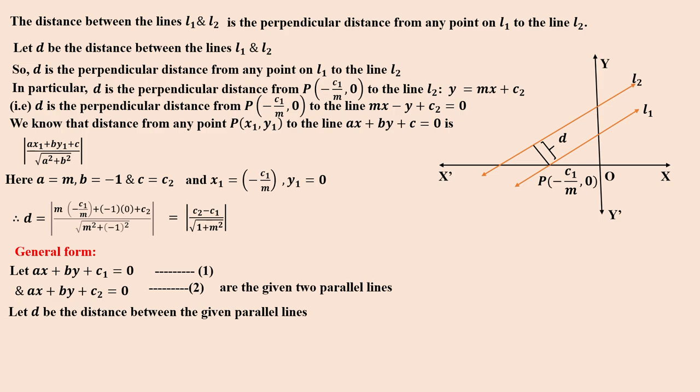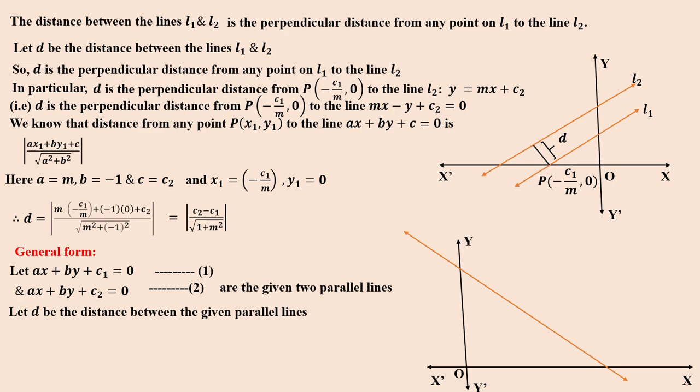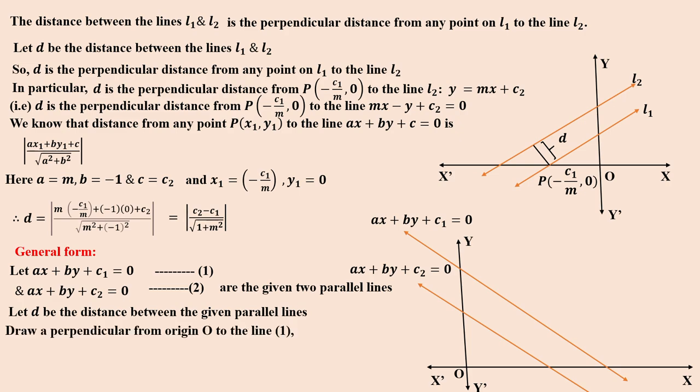So let d be the distance between the given parallel lines. x dash, y dash, O is the origin. So this is ax plus by plus c1 equal to 0. Then this is ax plus by plus c2 equal to 0. That is, both are parallel.